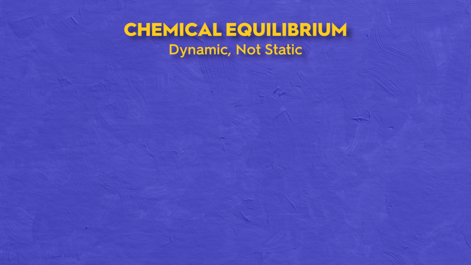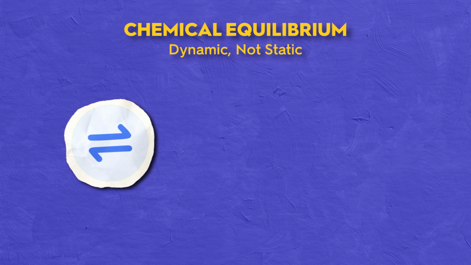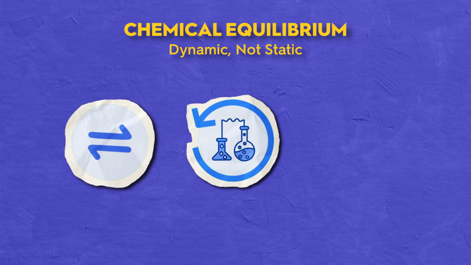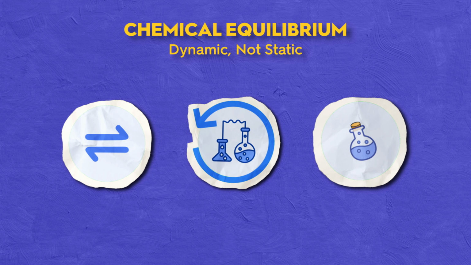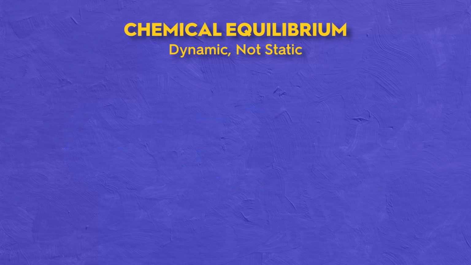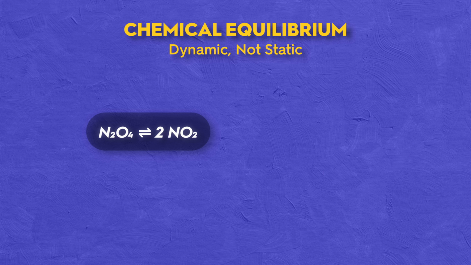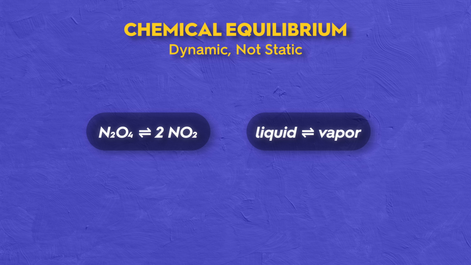In this video, you'll learn what chemical equilibrium is, how to recognize a dynamic equilibrium, why a reversible reaction and a closed system often matter, and how to read real examples like dinitrogen tetroxide in equilibrium with nitrogen dioxide and liquid in equilibrium with vapor.